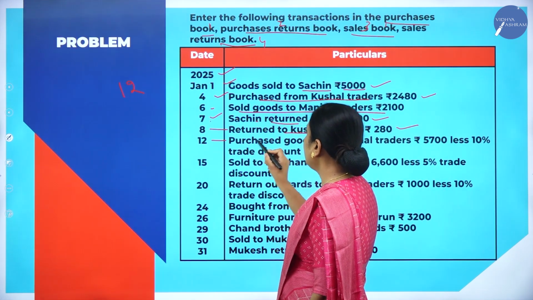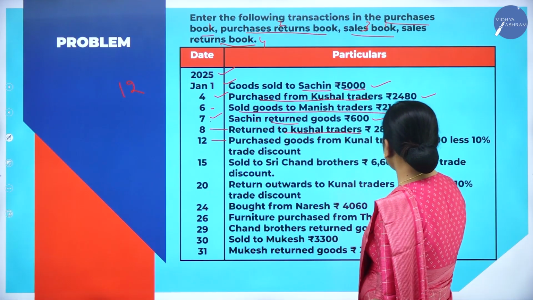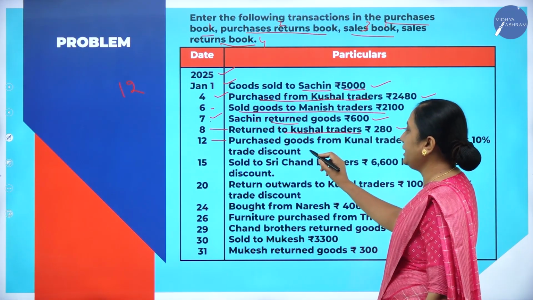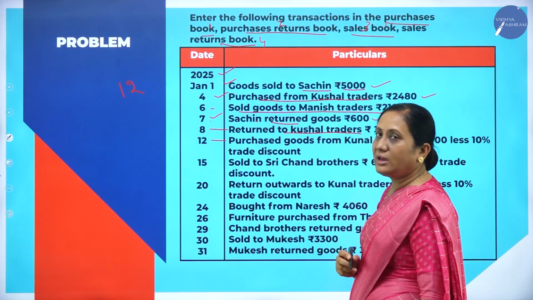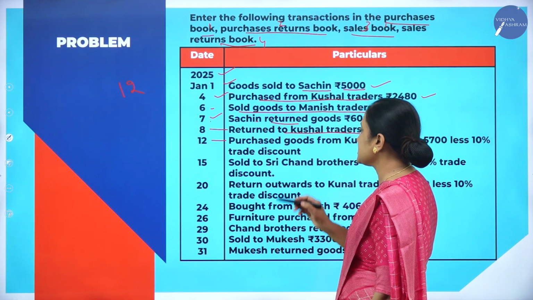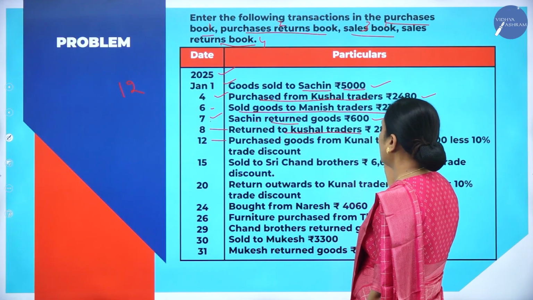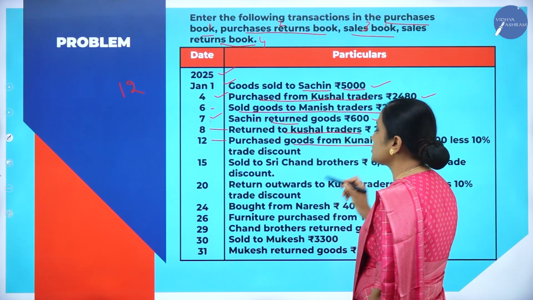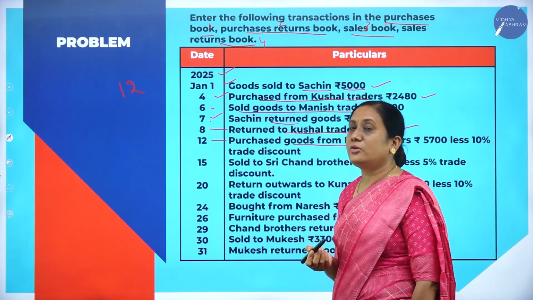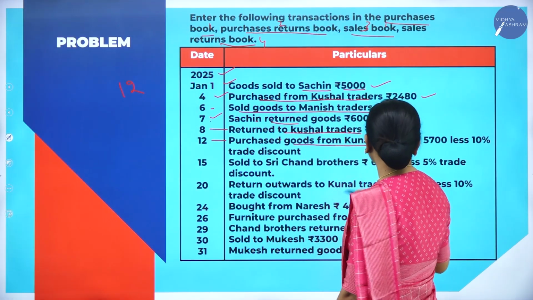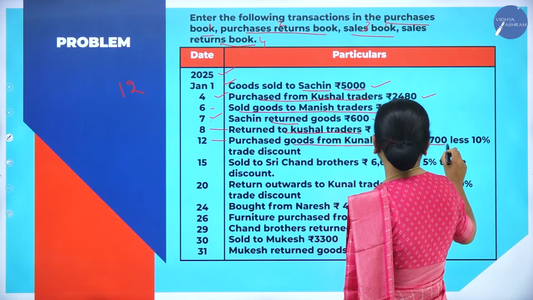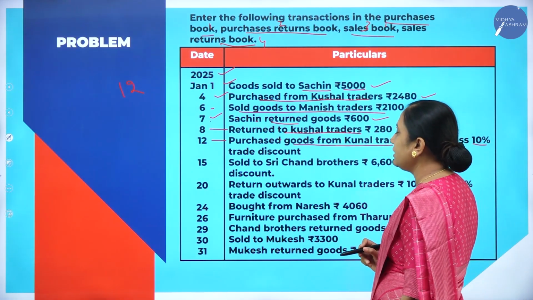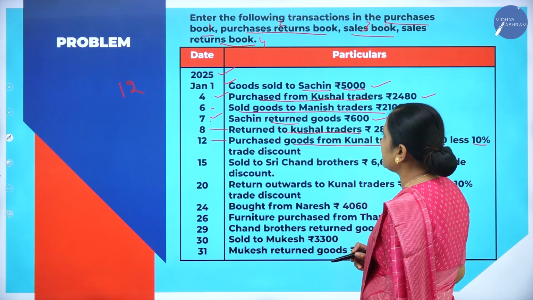12th date. Purchased goods from Kunal Traders. 5,700 less 10% trade discount. Whenever we are recording, we should understand the transaction first. Purchased goods from Kunal Traders. It means what? We are buying goods from Kunal Traders. So where should we enter? We have to enter this in the purchases book. 5,700 we have to pay, but we are receiving a 10% trade discount. So now let us record this.